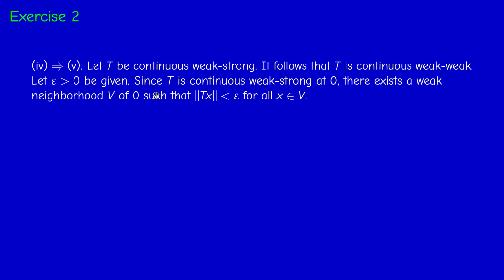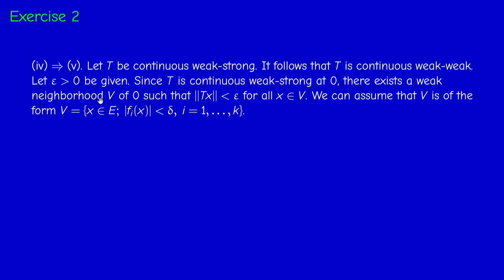So there exists a weak neighborhood V of 0, such that Tx is in the ball of center 0 and radius epsilon for all x in V, because here we take as a neighborhood of 0 in the strong topology just the ball of center 0 and radius epsilon. Okay.